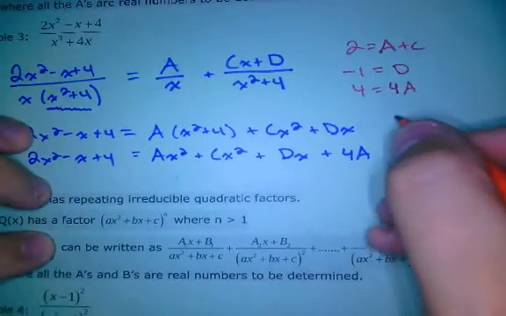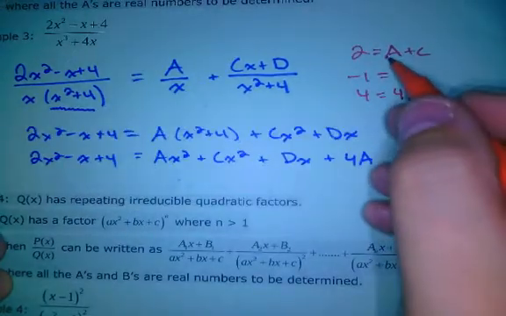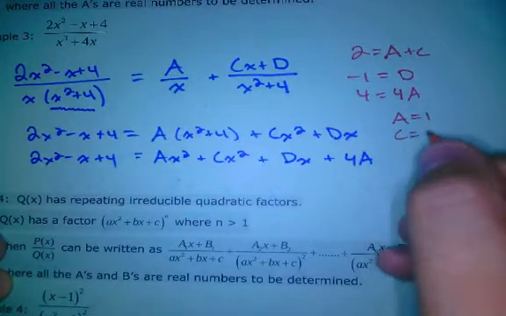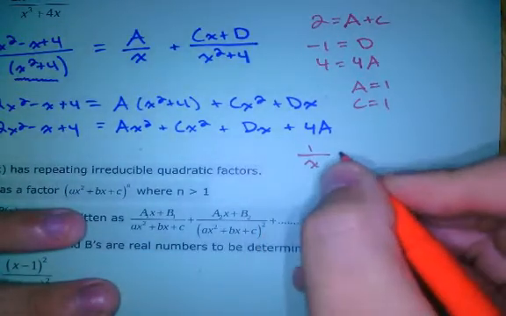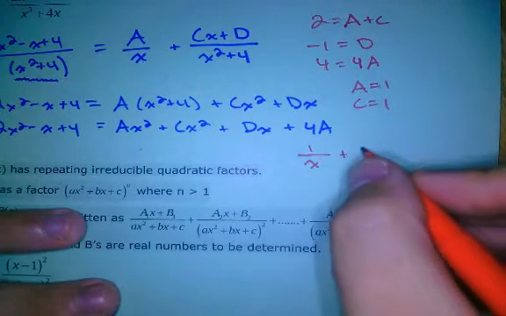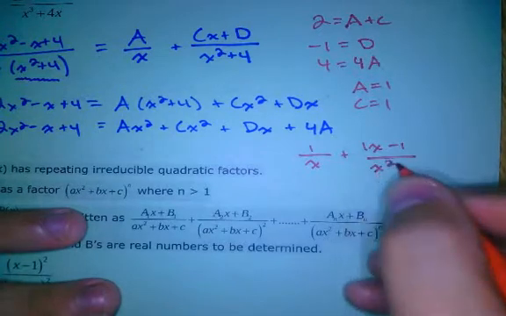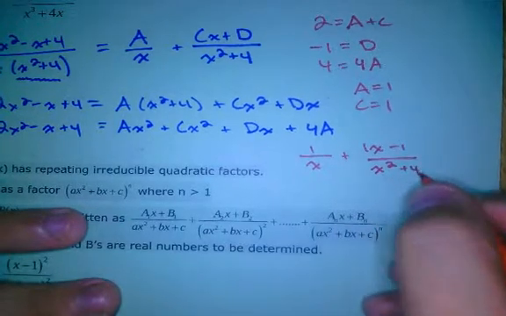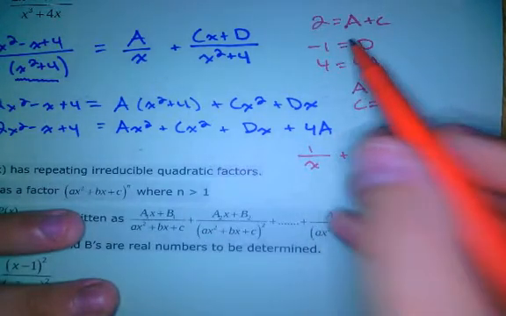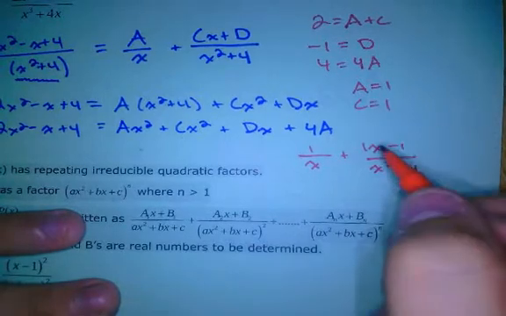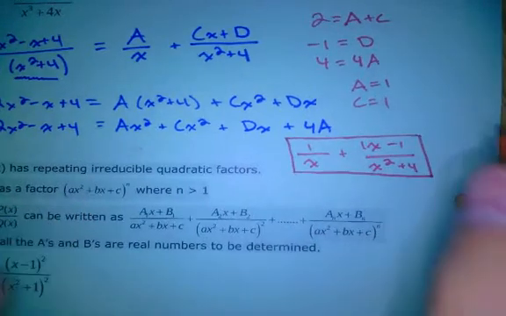And then 4 equals 4a. So what does a equal? A equals 1. So what does c equal? So I have everything. That's why they didn't give me that much work. So my final answer is going to be 1 over x plus 1x minus 1. Do you need that 1 in front of that x? Wait, because d is minus 1. If you don't want to put that 1 there, you don't have to. I have marker, though, so you can see this, so I'm stuck with it.